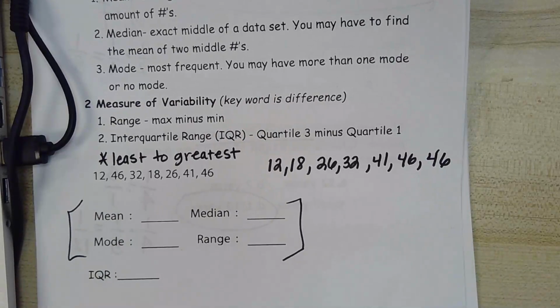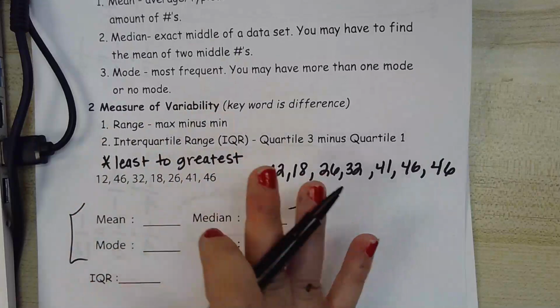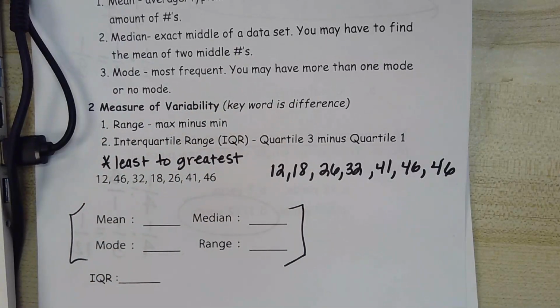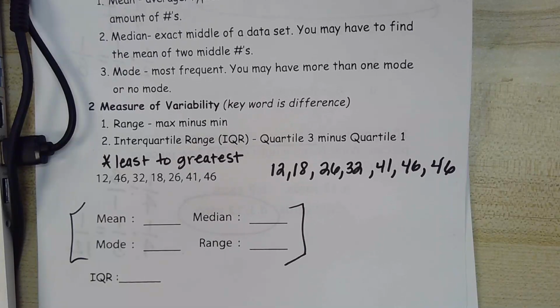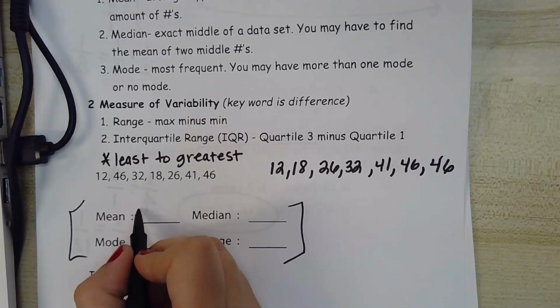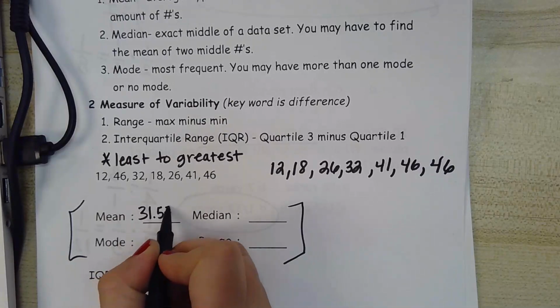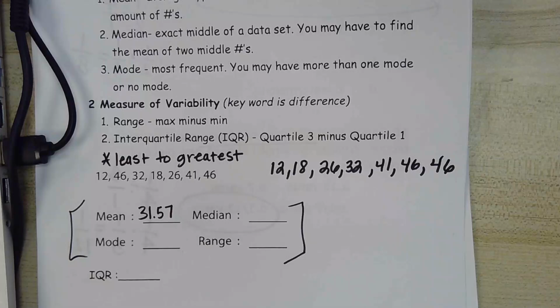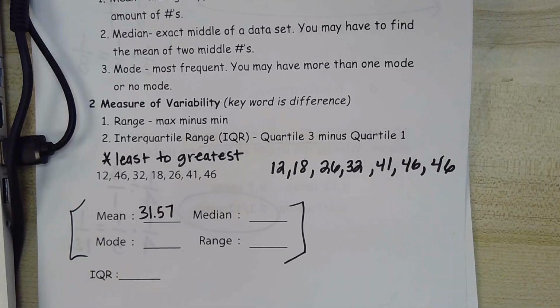So mean, go back up to the top and you can see that it says add all numbers and divide by the amount of numbers. You add them all up and divide by that amount of numbers. And what did y'all end up getting? You got a long decimal, didn't you? Got 31.57142. Okay, we'll stop at the 7 for now. Just at least write it to the hundredths unless it tells you to round.